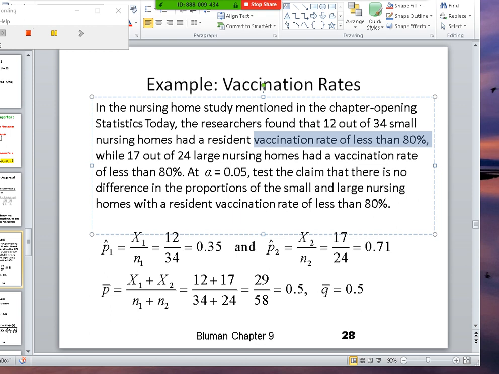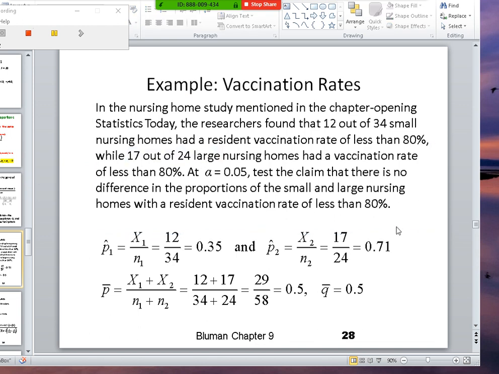So don't get confused by that. I know it's a little bit confusing. So what are the proportions? This is 12 out of 34 small nursing homes. So 12 out of 34, that's a fraction, right? That's a proportion in disguise. And then we had 17 out of 24 large nursing homes. So those are going to be our proportions. And then we're claiming that there is no difference.